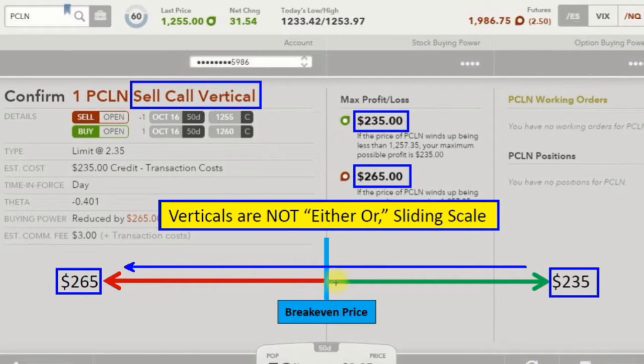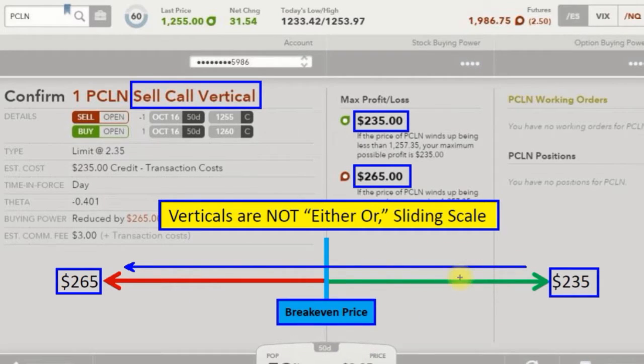on this sliding scale. And just like with any options, verticals have break-even prices as well, so it's entirely possible at the end of this trade that we neither make nor lose money because there is a break-even price. But once again, just important to understand, verticals are a sliding scale.